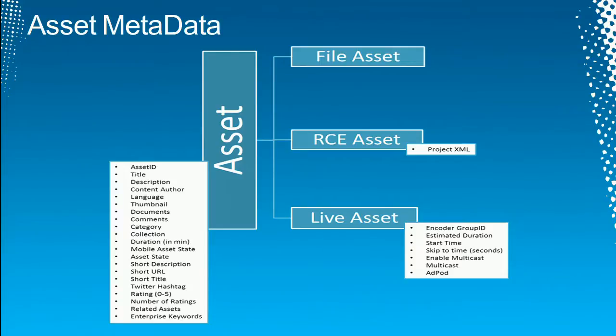And the live assets have to have a lot more information associated with them because you need to know when you're going to run a live event, which encoder you're actually going to get that live stream from so that we can go ahead and start it up. You need to know durations and start time so that you can actually manage those encoding resources for the live events when they're up.